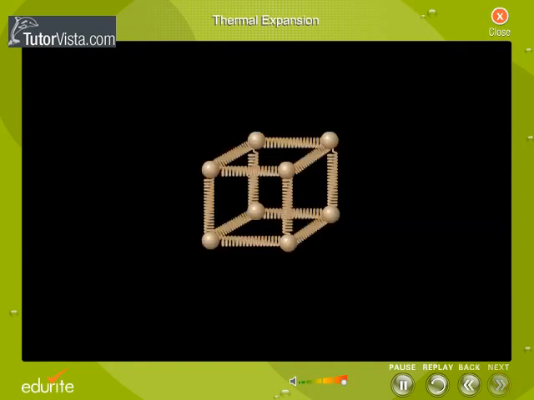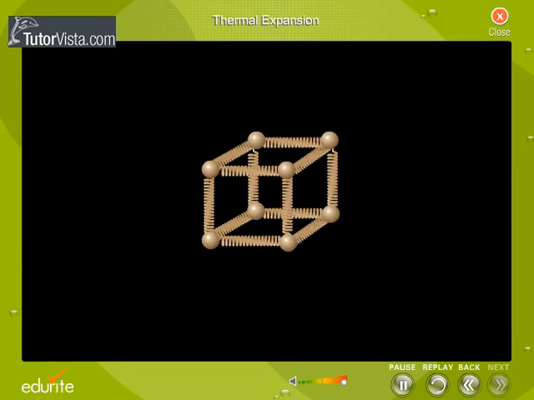Let us try to understand thermal expansion qualitatively on the basis of molecular theory. Let us visualize the forces between the neighboring atoms in a solid by imagining them to be connected by springs that are easier to stretch than to compress. Each atom vibrates about its equilibrium position. When the temperature increases, the energy and amplitude of the vibration also increase.